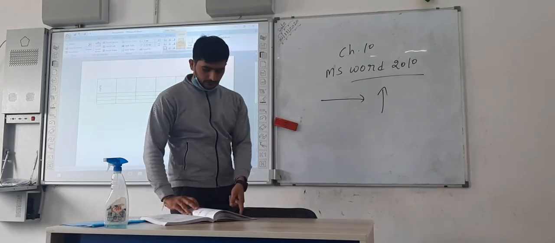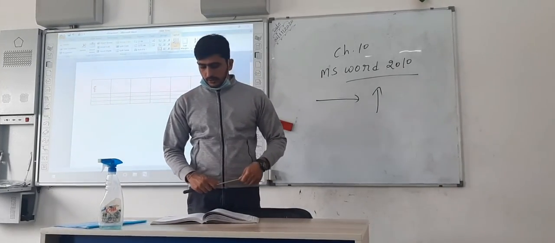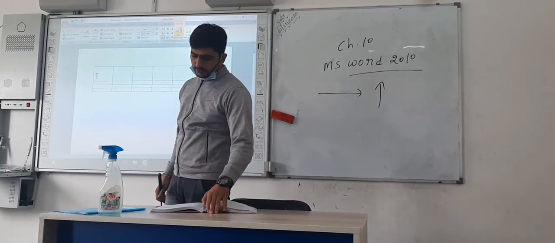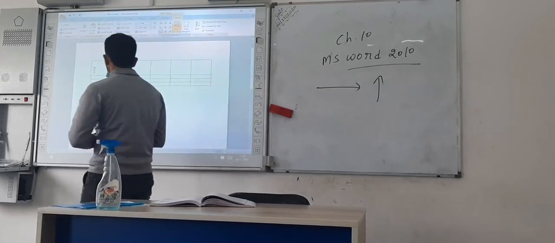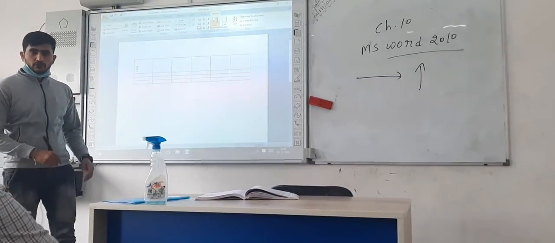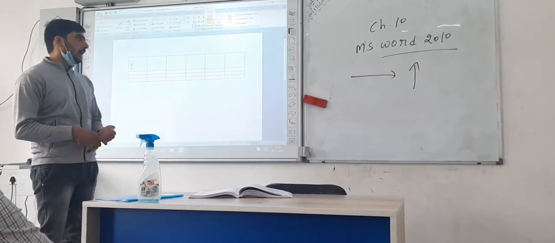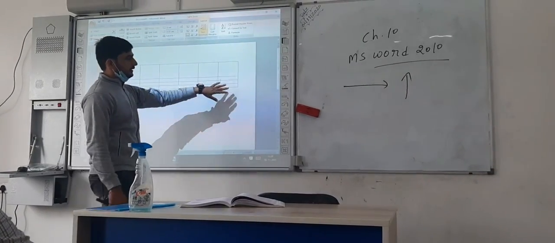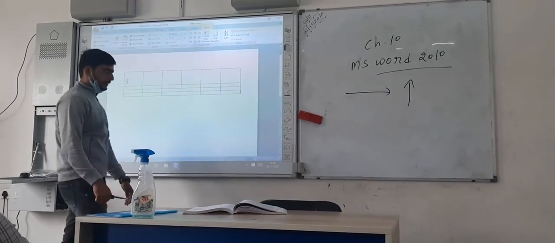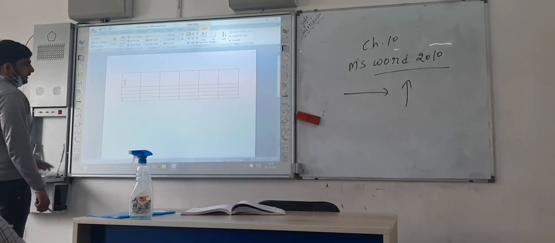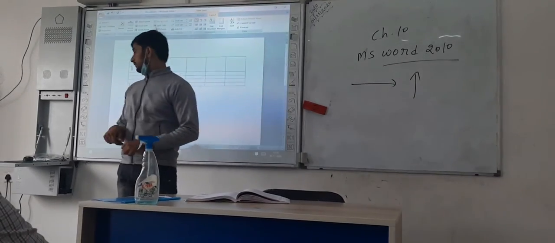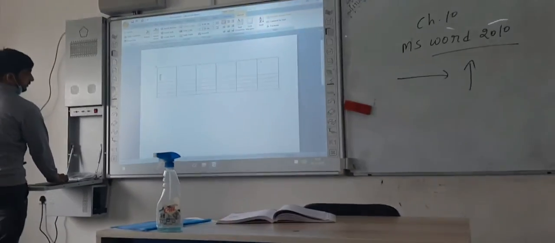Okay, the next topic is inserting rows and columns in a table. Suppose the number of rows and columns is not sufficient for my work, and I need one more line in that table. Let me tell you a shortcut. First click here and press the Enter key, and you will see one more line added. But I want the number of rows and columns to be increased.